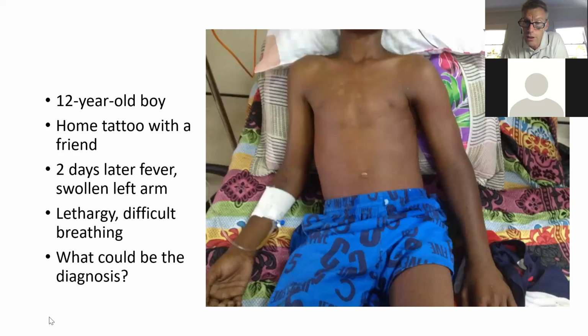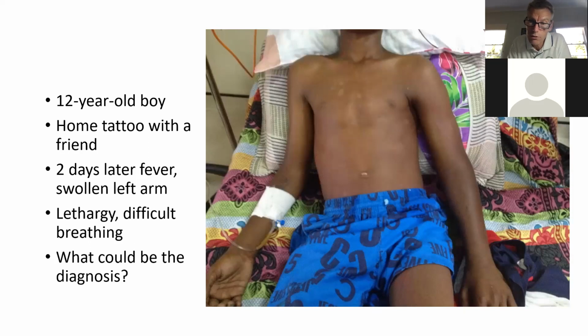I wanted to just give an example here. This might seem like just a common occurrence, but this was a 12-year-old boy who had a tattoo on his arm done by his friend. So him and his friend did some home tattooing, and then 2 days later he developed a fever and his left arm became very swollen. He had lethargy and difficult breathing.